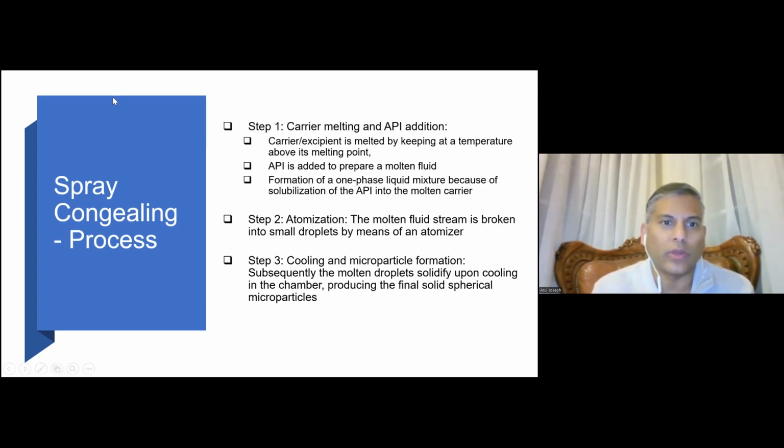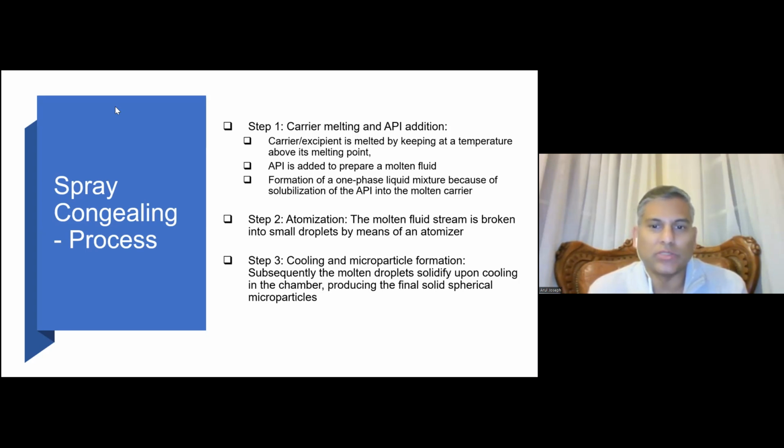So taking a look at the process itself, the process is fairly similar to spray drying. The difference is that we don't use a solvent to dissolve the compound. So what we do is we take the carrier, the excipient, and melt it. The excipients that we typically use for spray congealing are low melting polymers. So you warm the polymer, melt it, get it above its melting point, then you dissolve the API in this molten fluid. This results in the formation of a single phase liquid mixture because the API is solubilized in the molten carrier, the polymer that we use.